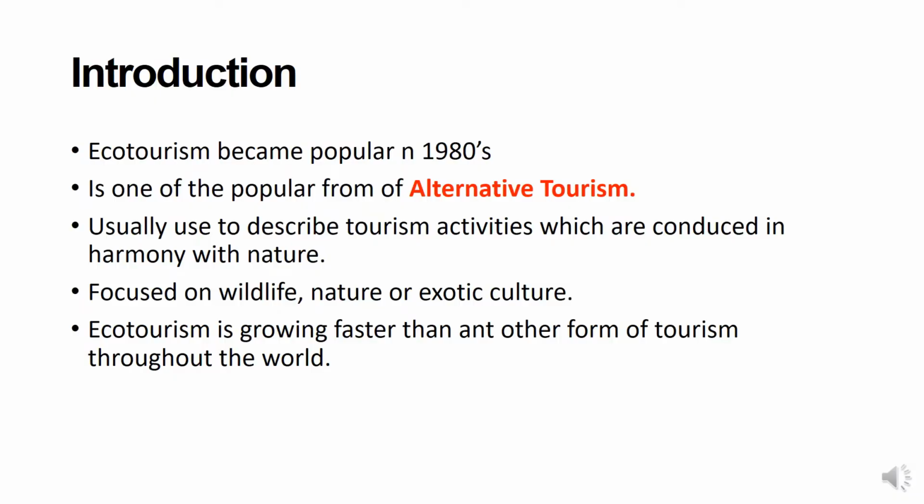So what is ecotourism actually? Ecotourism became popular in 1980s. It's one of the popular form of alternative tourism, usually used to describe tourism activities which are conducted in harmony with nature. Ecotourism also focus on wildlife, nature, or exotic culture. Ecotourism is growing faster than any other form of tourism throughout the world.